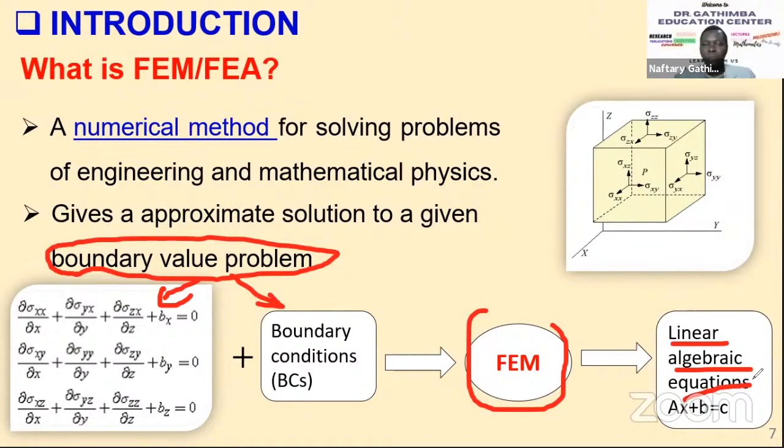But by 1960, when small computers, the PCs, started coming into play, that's when this method became very popular. So this method is not as old as the ones you are used to, like Castigliano's and the like. This one just started in the 1960s, and it became popular, the finite element method.